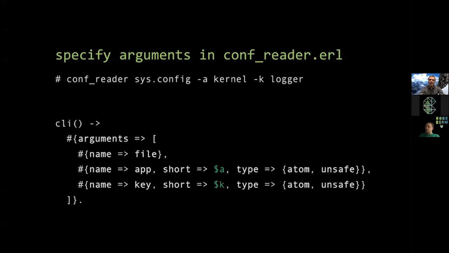Now, I want to add two more keys. One is application with a short of -a, and another one is key, with a short of -k. They both have type atom, and I specify unsafe atom conversion for this example, which will make argparse use list_to_atom. By default, if you just set the atom type, argparse will follow secure coding guidelines supported by the Erlang Ecosystem Foundation. And in this case, argparse will use list_to_existing_atom. I actually recommend reading those security coding guidelines, or at least quickly glancing over them. They are easy to find.